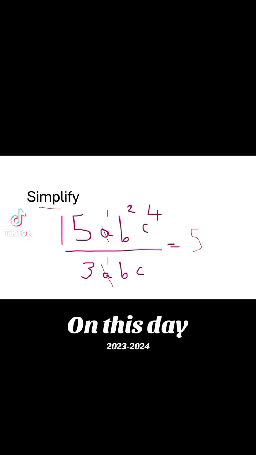b squared divided by b, we'll think about it as b to the power of 1 there. When it's a base to a power divided by the same base to another power, I'm going to subtract the powers. So that'll be 5b to the 1, actually, I'll just write 5b.